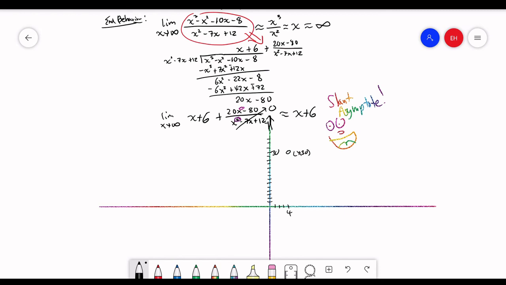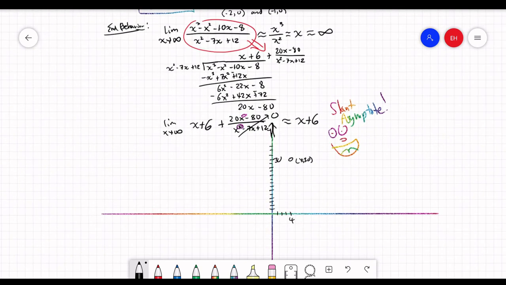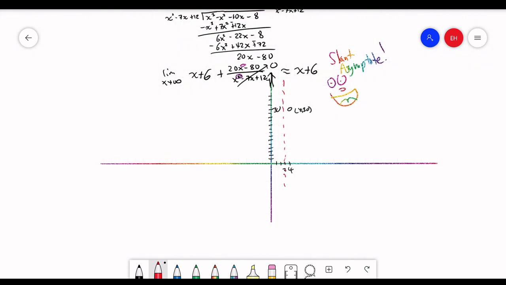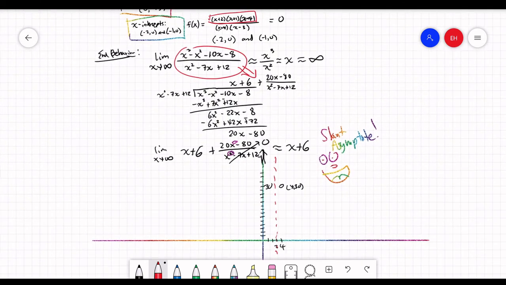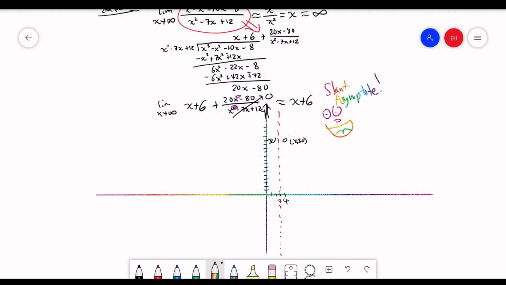All right, the next thing I'll put in is this vertical asymptote at x equals 3. Remember, a vertical asymptote is just a dashed vertical line, saying, hey, we don't know what happens here at 3. It's undefined. So draw that in. All right, what else do we know? We've got the y-intercept at (0, -2/3), and the x-intercepts at (-2, 0) and (-1, 0). So let's draw those in.